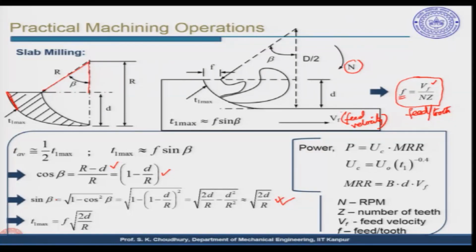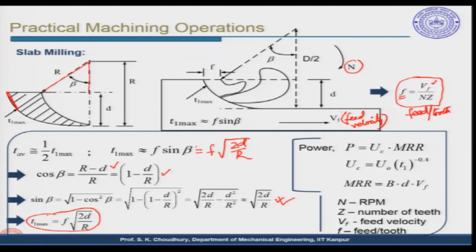Therefore, we say that T1 maximum, which is given by f into sin beta, is equal to f into root over 2d by r. This is the T1 maximum value that we can express.